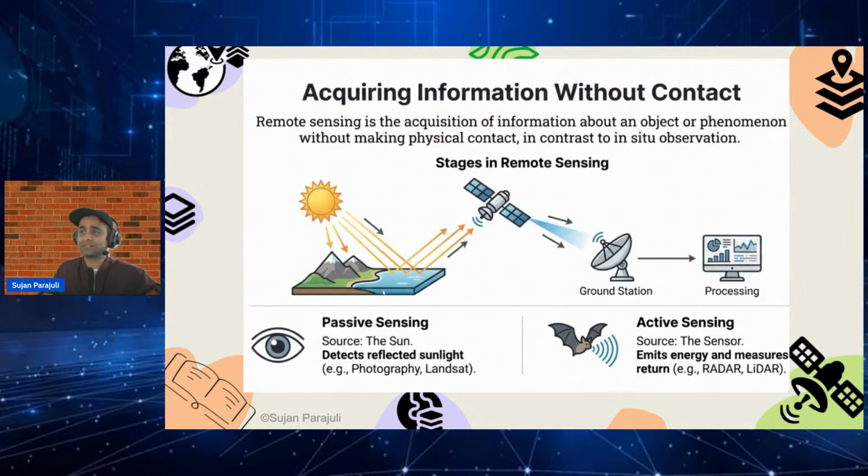So on the passive sensing one, it's taking information from the reflected energy from the sun. The multispectral and the hyperspectral are passive sensing, whereas the SAR, synthetic aperture radar, is the active one. On that one, the source is the sensor. It emits energy and takes information from that emitted energy. Examples are LiDAR, radar, or synthetic aperture radar.